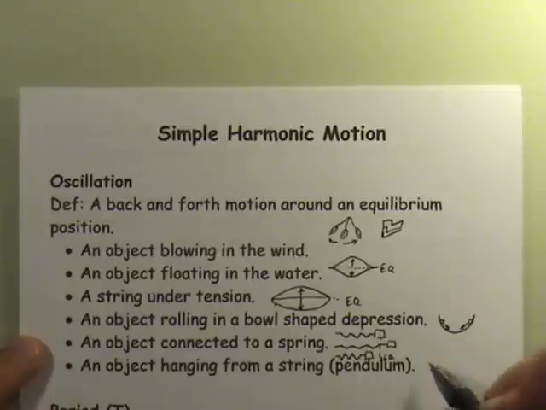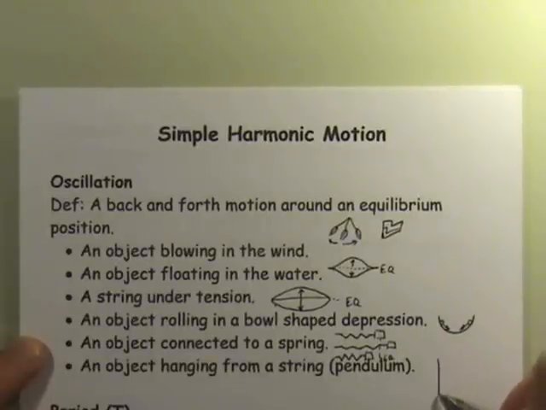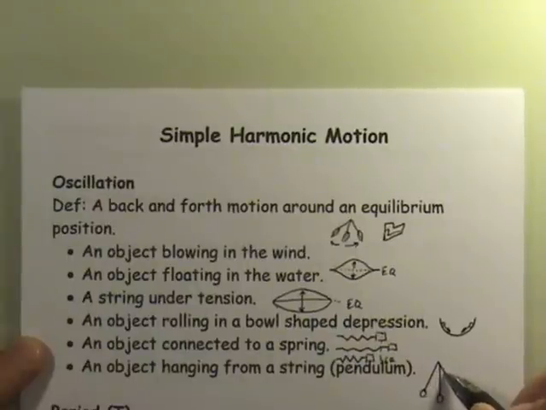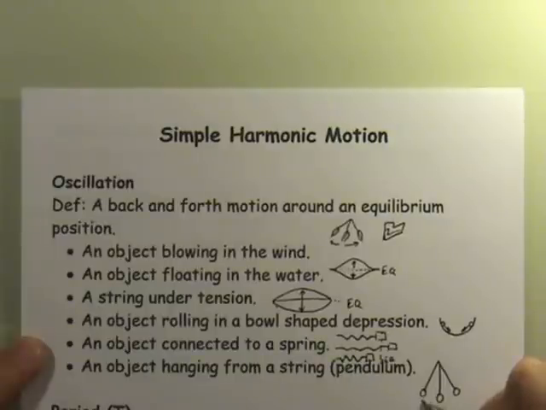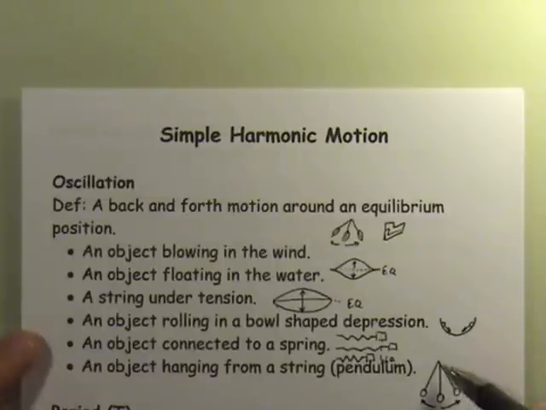Another great example, and probably one of the most popular ones, obviously a very instrumental piece in some of the early clocks, is the pendulum. The pendulum is a pretty simple device, just some form of mass, typically spherical or circular, something with a very small profile that won't be affected by the wind. When the pendulum is pulled off to one side and released, it begins to oscillate back and forth around that natural equilibrium position, which would be sitting straight down at the bottom. So these are all examples of oscillation.